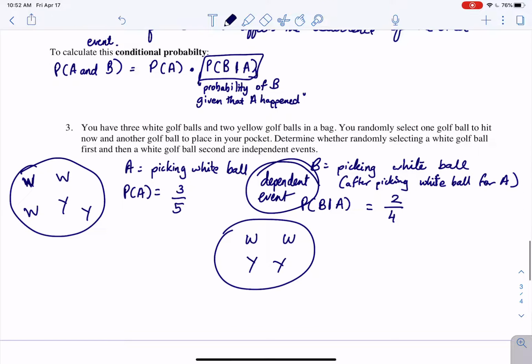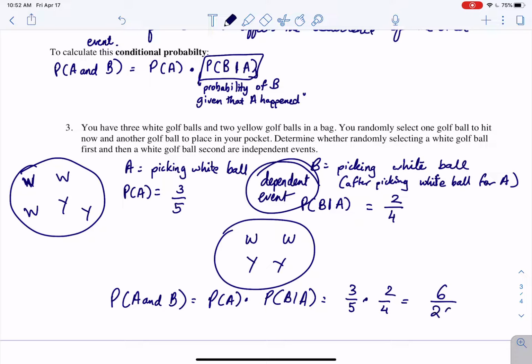Now if we want the probability of this happening, we would do the probability of A times the probability of B given that A happened, which is 3/5 times 2/4, which is 6/20. Hopefully that makes a little sense. Try to do this out with pieces of paper or balls at home to see this for yourself.